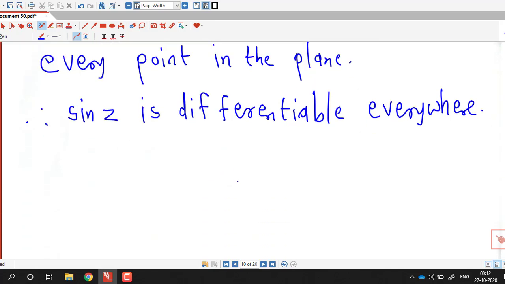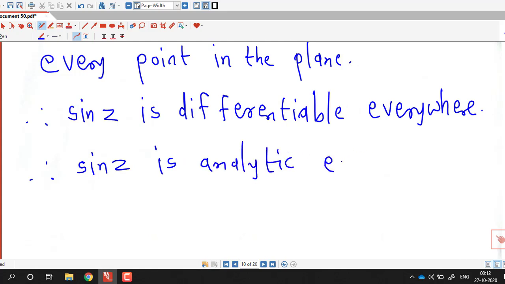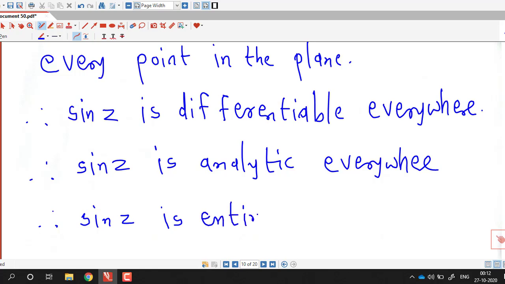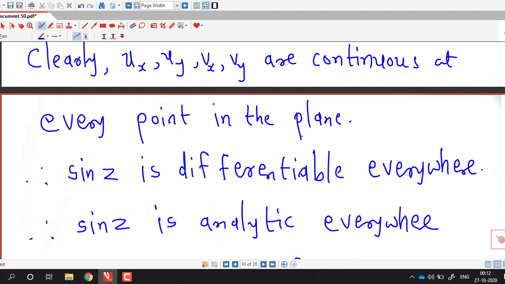And as we know, if a function is differentiable everywhere, it is analytic everywhere. So therefore we can directly write sin z is analytic everywhere. And a function which is analytic everywhere is known as an entire function. So therefore sin z is an entire function. So this is all about today's session.